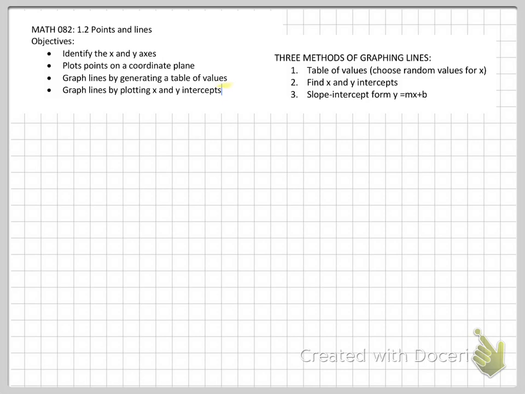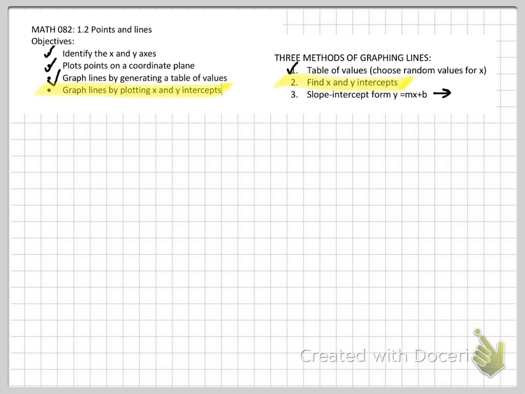I've covered the topics of identifying x and y axes, plotting points on a coordinate plane, and graphing lines by generating a table of values in previous videos. This video will teach you how to graph lines by plotting x and y intercepts. As I also mentioned in a previous video, this course teaches 3 different methods of graphing lines. The first method it introduces in section 1.2 is graphing by using a table of values, which was covered in a previous video. This video will teach you how to graph lines by finding x and y intercepts and plotting those. And in a future video, I will be teaching you how to graph lines using the slope-intercept form.